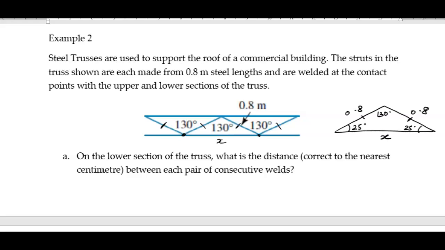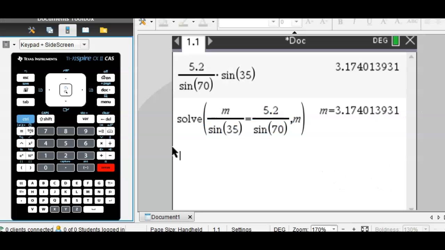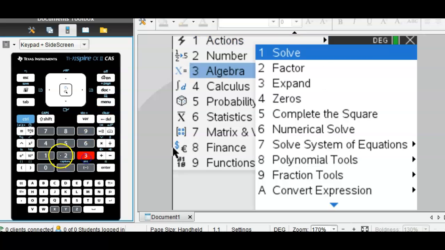Now we can set up the sine ratio that we're dealing with. We're solving for side lengths, so I'm going to start with x over sine 130, the angle opposite to x, equals 0.8, which is the given side length, divided by sine 25. That's what I'm going to use in my CAS calculator to find the length between each pair of consecutive welds. So going to my CAS calculator, menu, algebra, solve.